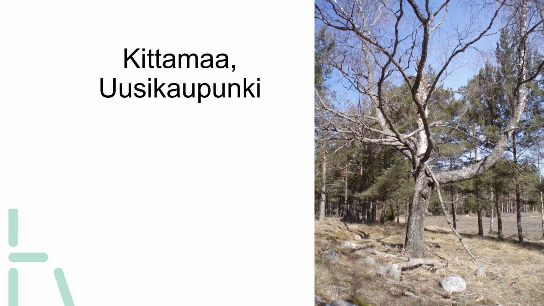And this is from Kittamaa, Uusikaupunki. Again, you can see that something has happened here with the top. It may be, of course, that it was a natural accident or something happened to the tree. But when you find them in connection with pastures, then usually these trees were cut when they were younger, and some branches of leaves were cut from them.